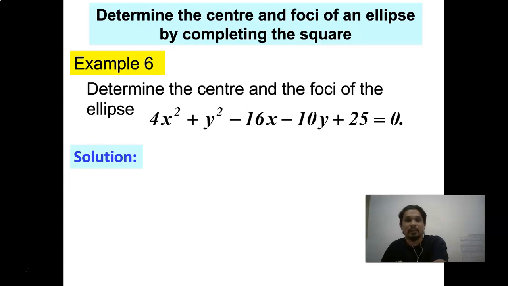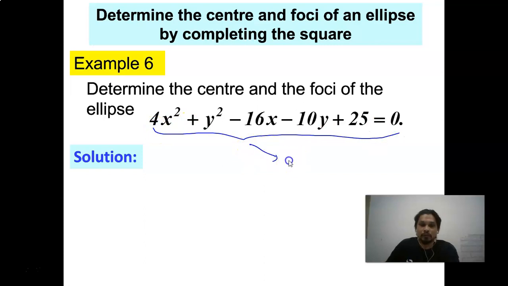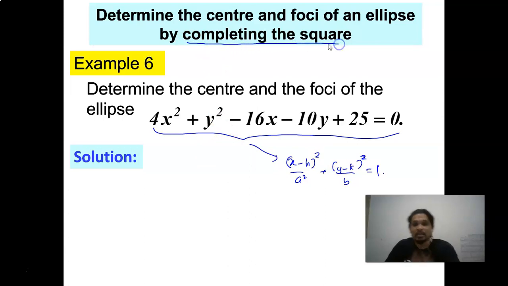Determine the center and the focus of the ellipse by completing the square. Again, we need to form this into an equation of the ellipse. From this general equation to the form (x minus h) squared over a squared plus (y minus k) squared over b squared equals 1. From the general to the standard form of an ellipse, we are going to come up with a process of completing the square.